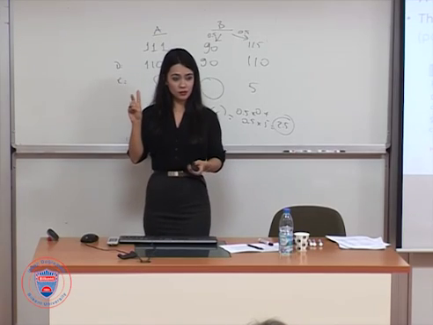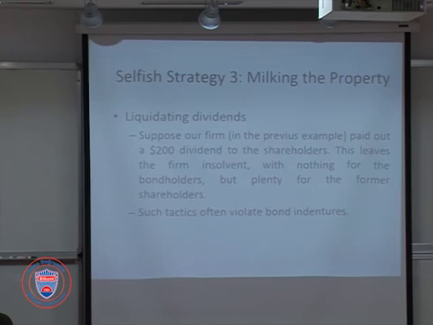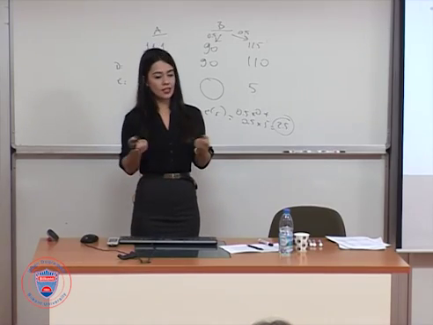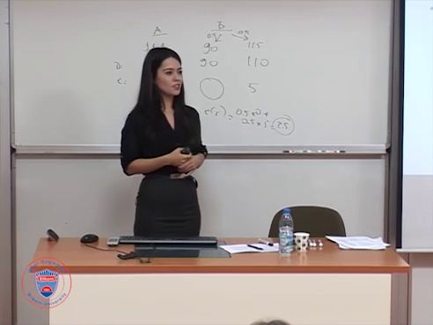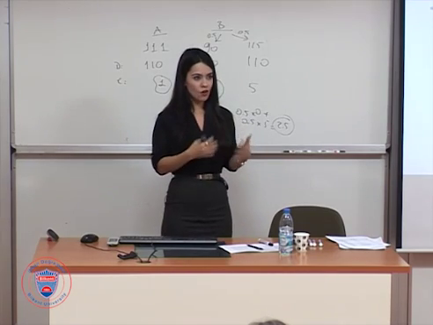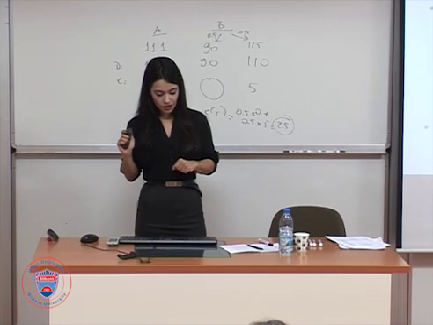That's the second problem. The third one is something we talk about all the time. You can think about dividends. If dividends are paid to shareholders, shareholders are happy, bondholders are not, because debt holders want cash in the company. So this is probably the most straightforward form of agency conflict. So these are all conflicts of interest we can see between debt holders and shareholders.